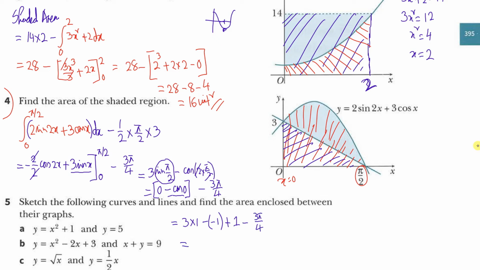So our answer is 3 plus 1 plus 1, that is 5, minus 3 pi/4. This is our exact value. We can write here unit square. That is our answer of this question. Hope you understood the question we have done for you. Let us move to some other question from here.